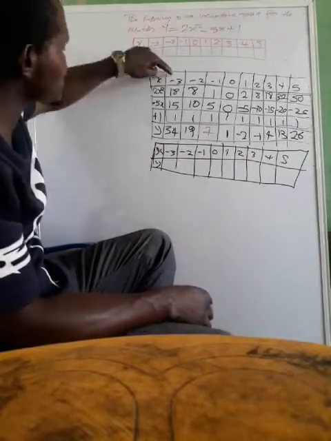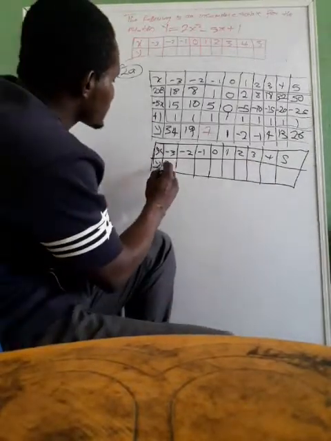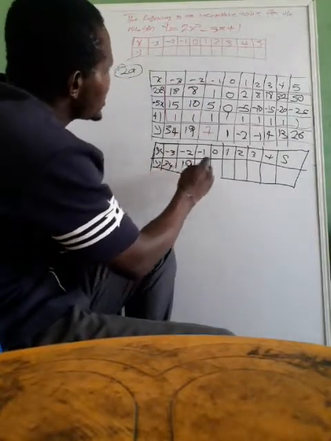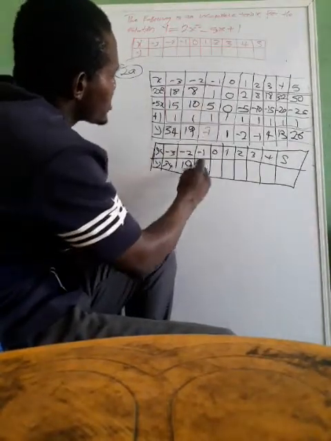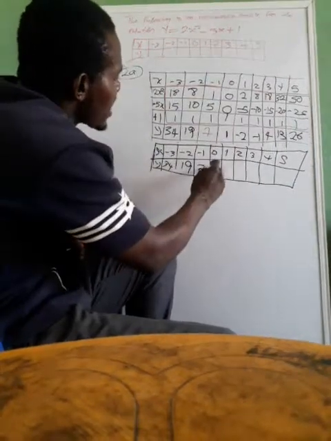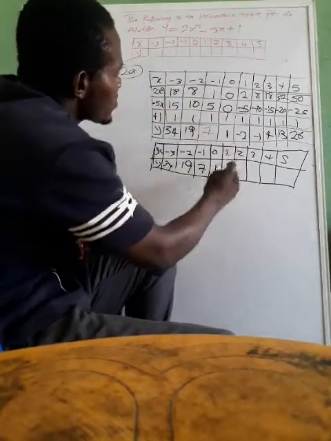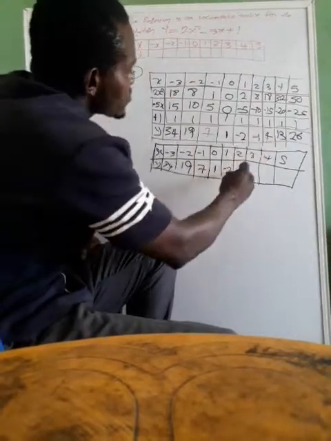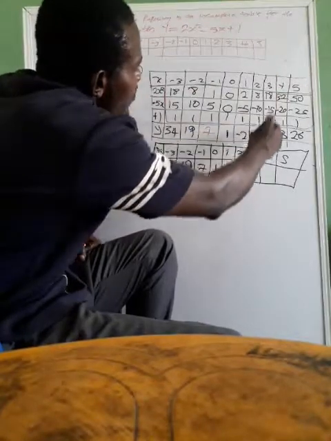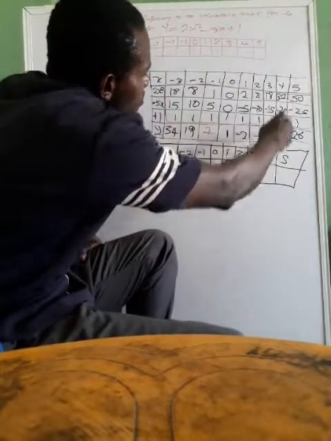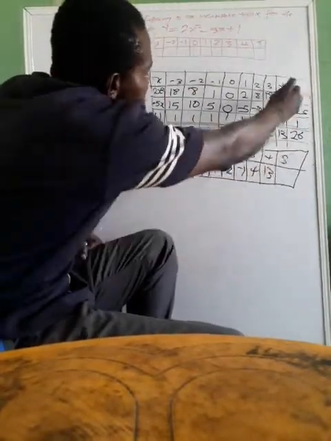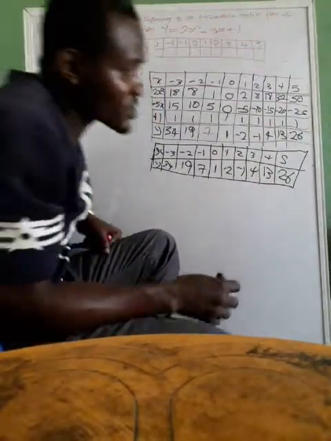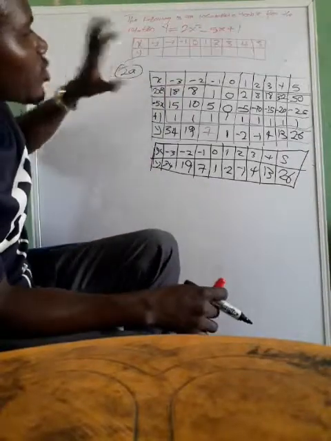So when x is minus 3, y is 34. And when x is minus 2, y is 19. When x is minus 1, y is 7. When x is 0, y is 1. When x is 1, y is minus 2. When x is 2, y is minus 1. When x is 3, y is 4. When x is 4, y is 13. And when x is 5, y is what? 26.